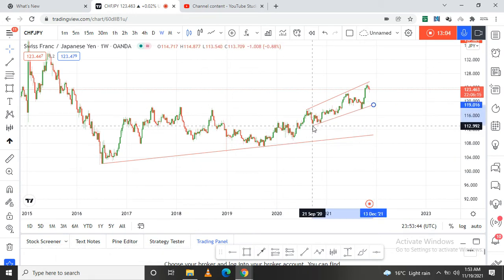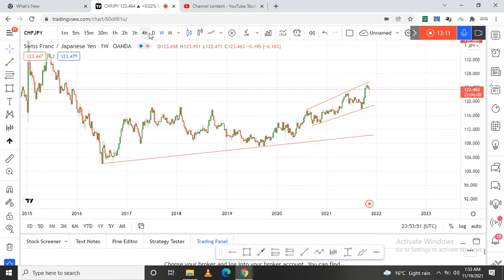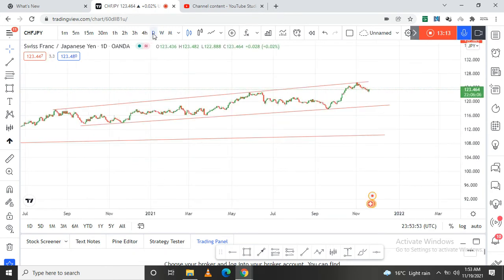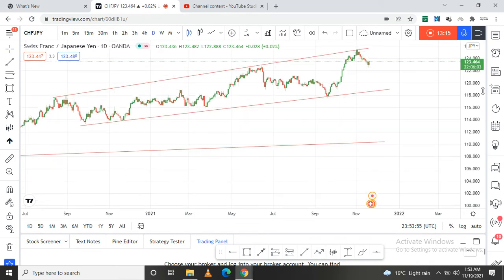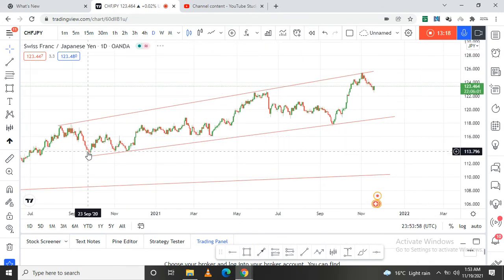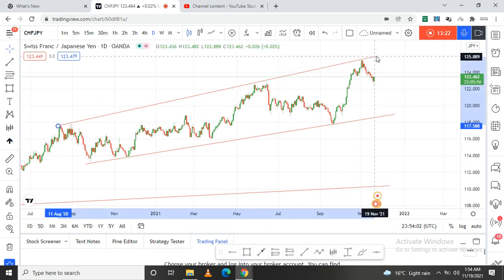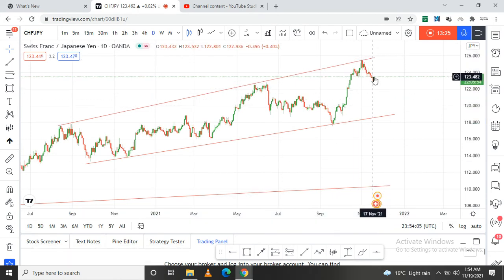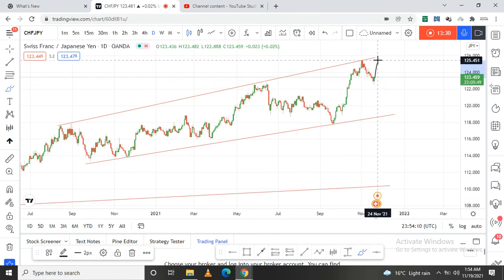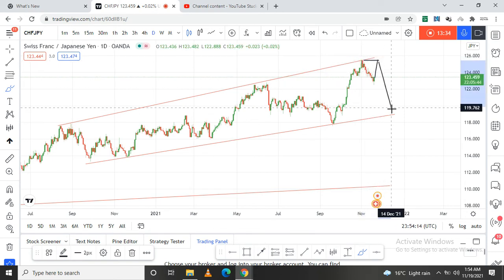So this is our anticipation on this pair, your CHFJPY. We're looking for selling opportunities right now. So this might buy to that level to create some sort of a double top before dropping to the downside.